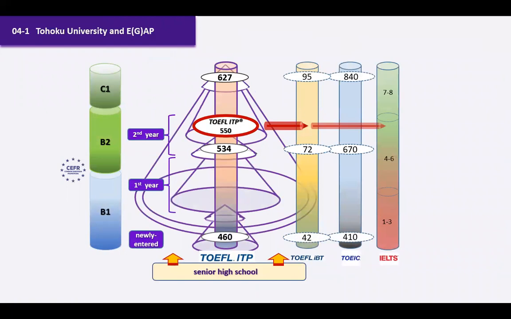We set a TOEFL ITP score of 550 as an attainment target for first and second year students. Tohoku University is using the TOEFL ITP assessment in the first and second years to make the transition from the senior high school easier.